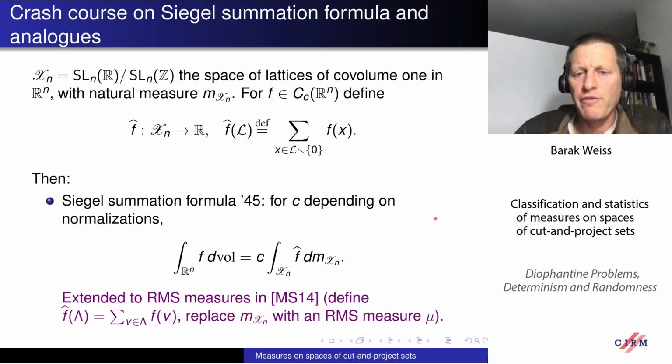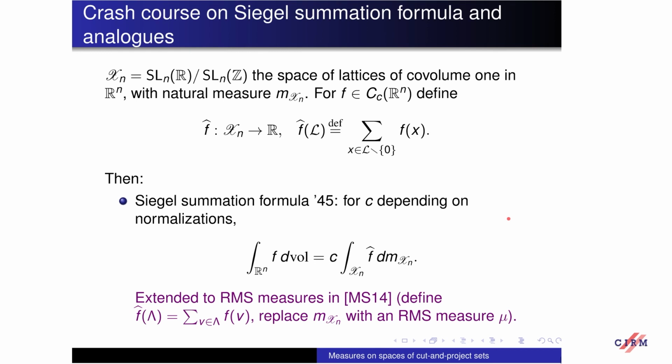And one of the beautiful things done by Marklof and Strömbergsson in 2014 is that they extended this formula, replacing the measure on the right, the measure on the space of lattices, with an arbitrary RMS measure, mu, where the transform, instead of summing over all non-zero lattice points, you sum over all points in your cut and project set. Okay? As you see, I've written down the Marklof-Strömbergsson result in this purple color.